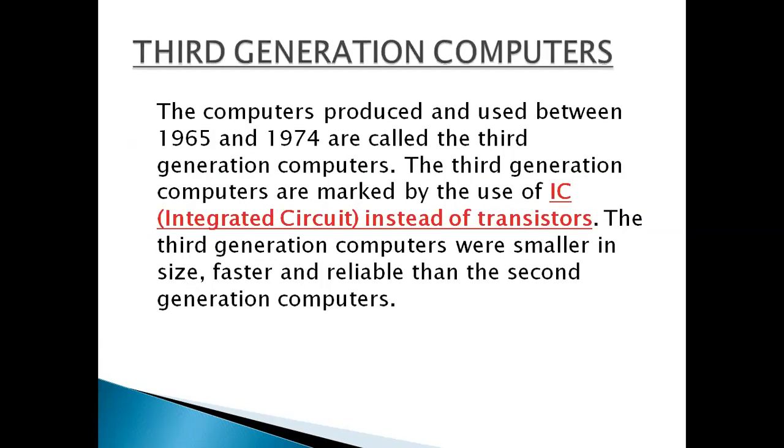Now let us move to third generation computers. The computers produced and used between 1965 and 1974 are called the third generation computers. The third generation computers are marked by the use of IC, integrated circuit, instead of transistor. Means the main component of second generation computer was transistor and was replaced by integrated circuit in third generation computer. The third generation computers were smaller in size, faster and more reliable than the second generation computers. Of course, than first generation as well.